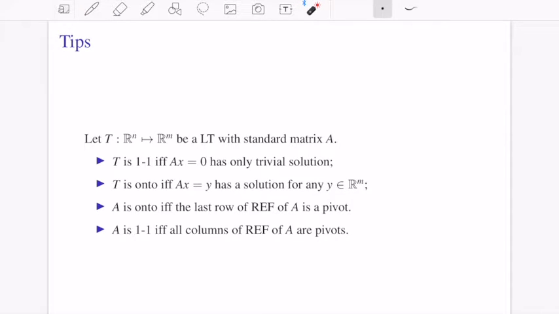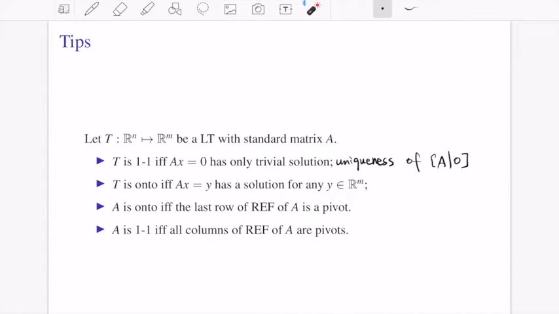Now here is how we apply this in linear algebra. T is a linear transformation from n-dimensional space to m-dimensional space with standard matrix A. Then T is one-to-one if and only if Ax = 0 has only the trivial solution. So this means uniqueness of the solution of Ax = 0.